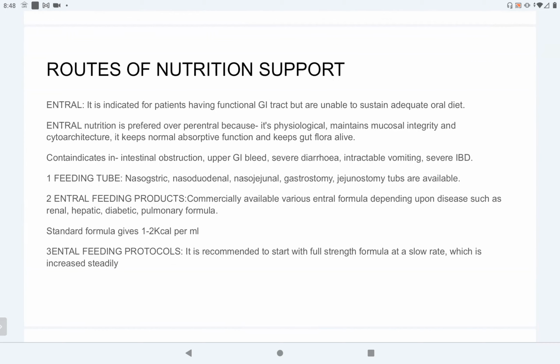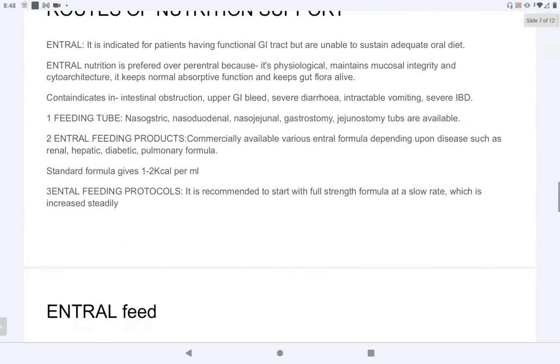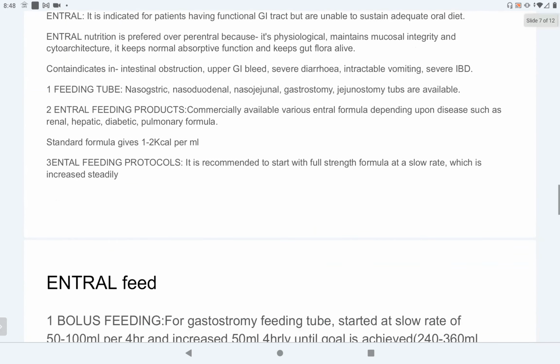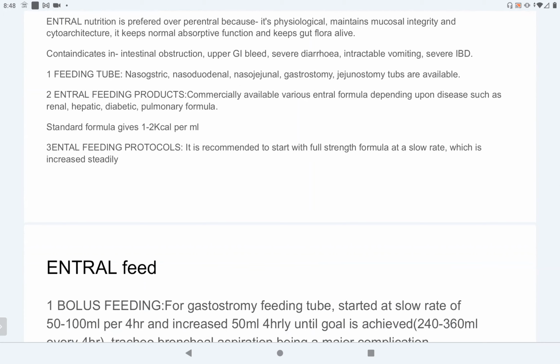Contraindications in enteral route are intestinal obstruction, upper GI bleed, severe diarrhea, intractable vomiting, and severe inflammatory bowel disease. The forms of enteral route: we can use feeding tubes like nasogastric tube, nasoduodenal, nasojejunal, gastrostomy tube. Jejunostomy tubes are available. Enteral feeding products: commercially available various enteral formulas depending on the disease, such as renal, hepatic, diabetic.